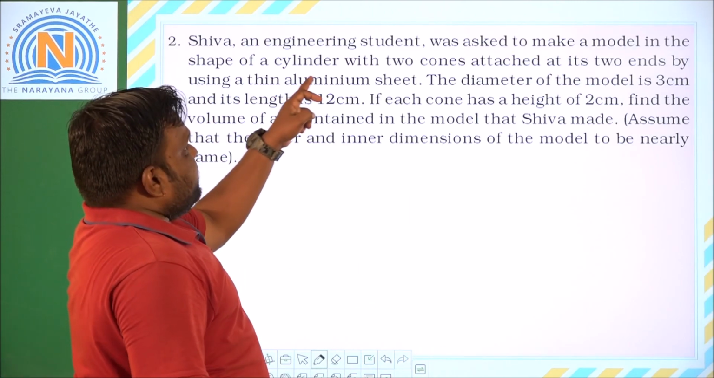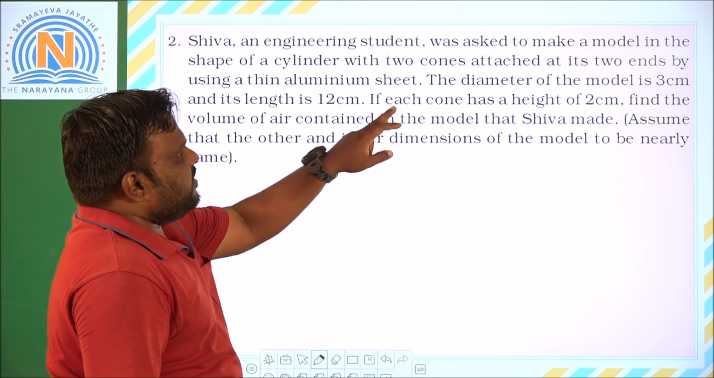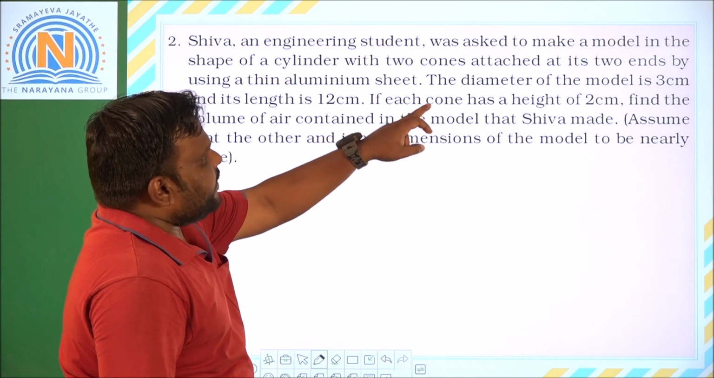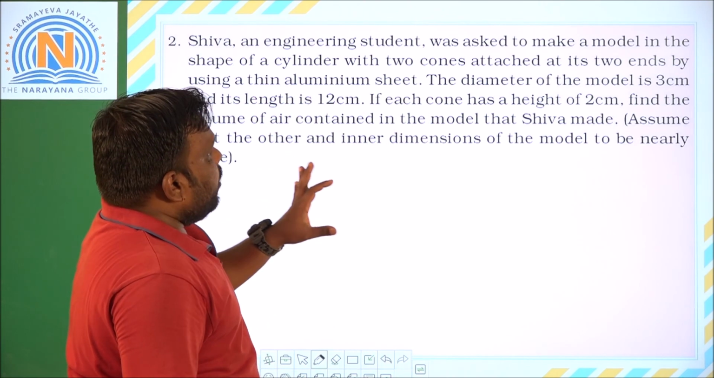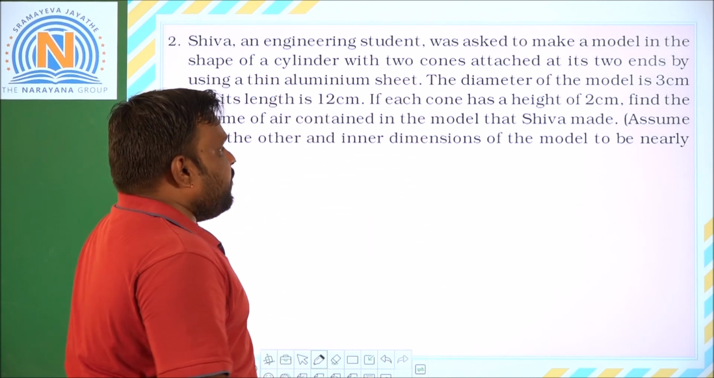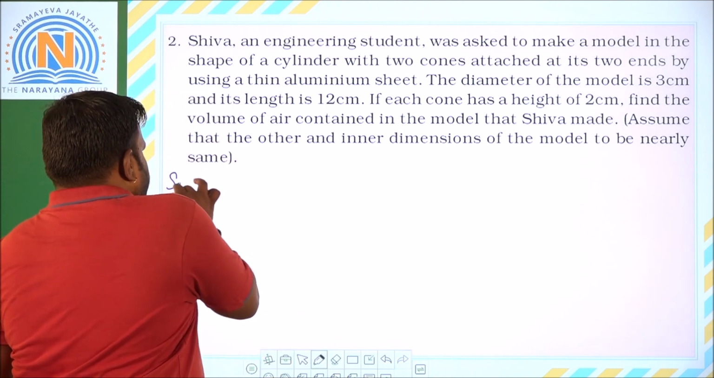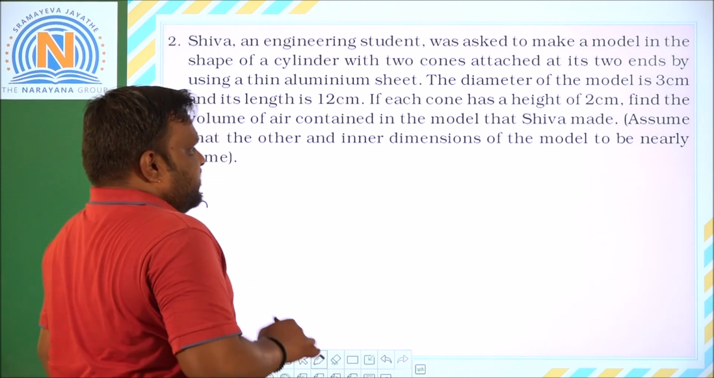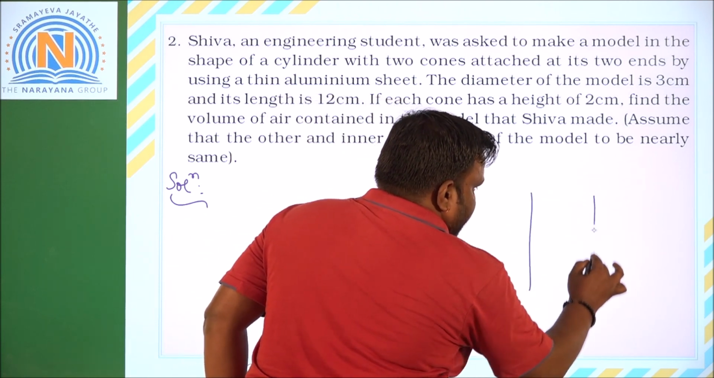Shiva, an engineering student, was asked to make a model in the shape of a cylinder with two cones attached at its two ends by using a thin aluminium sheet. Here we have a cylinder with two cones attached at two of its ends. Let us draw the figure simultaneously with the question itself.